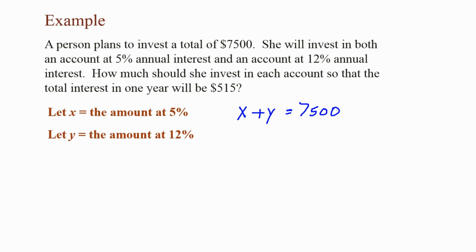To find the interest, we're going to use our total value equation again. The percentage rate times the amount invested will give you the total interest for that account. Writing our percentage as a decimal, to find the interest in the account at 5% annual interest, I take 0.05 and multiply it by x. To find the amount of interest at the 12% account, I take 0.12 and multiply that by y. If I add, it should equal $515. Now that I have my two equations and my two unknowns, I can solve for x and y.